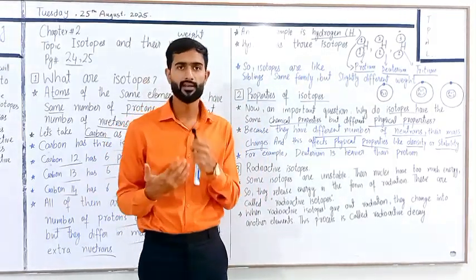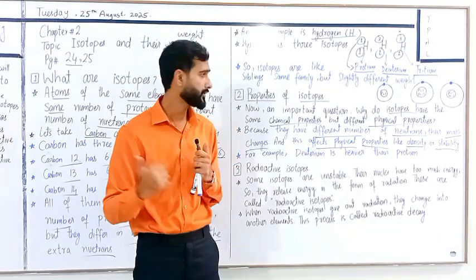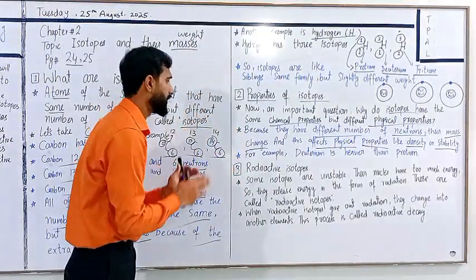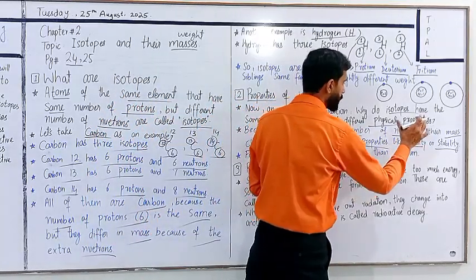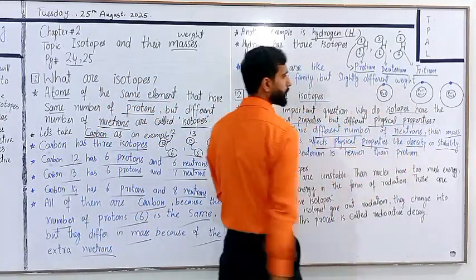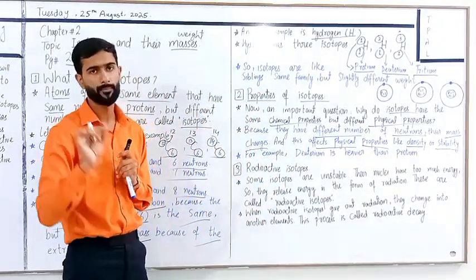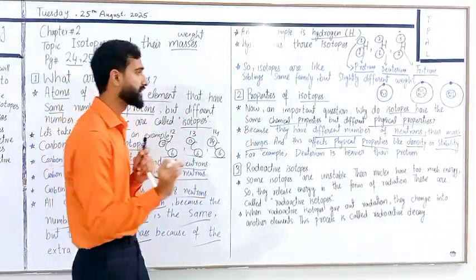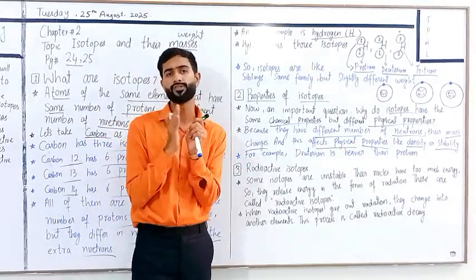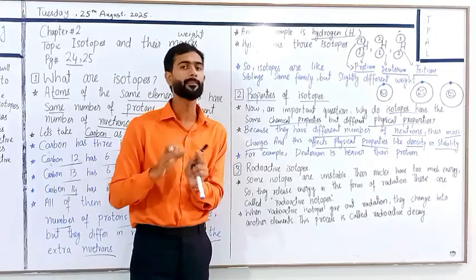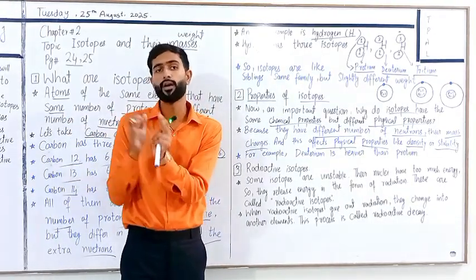We have discussed chemical and physical properties in the previous lessons as well, right? So what is the answer? Because isotopes have different numbers of neutrons, the mass of the isotope will change, and this affects the physical properties. That is the reason the physical properties of isotopes are different, but the chemical properties of isotopes are the same because they depend upon the atomic number.